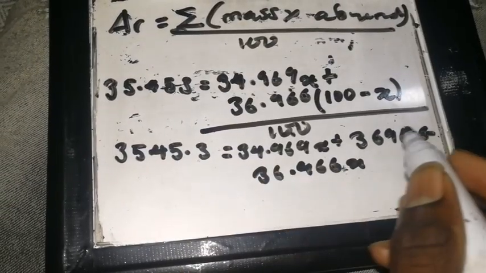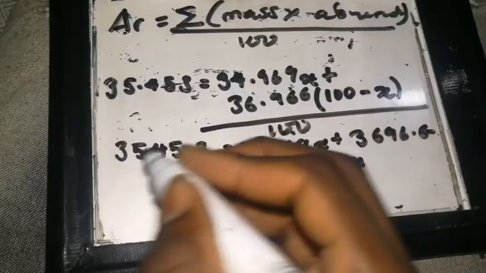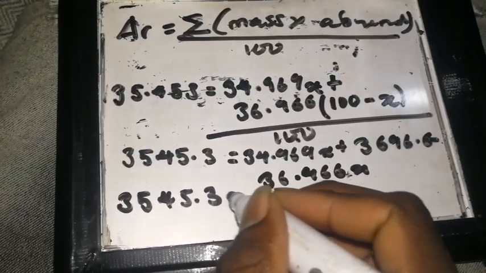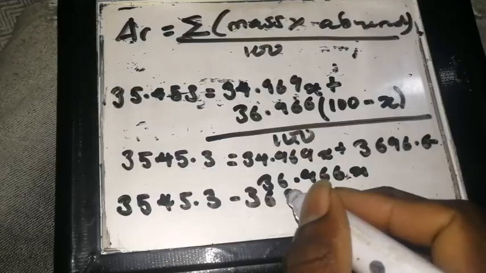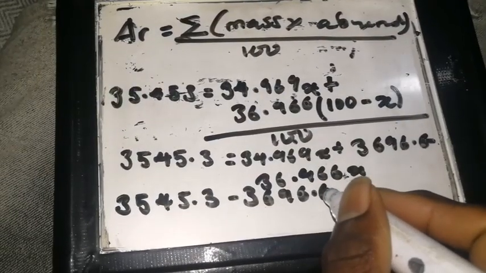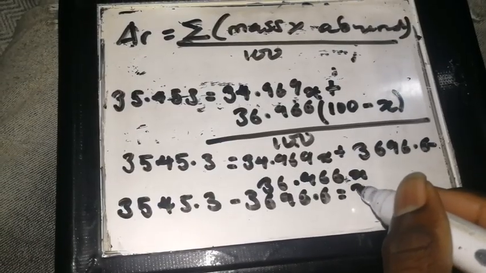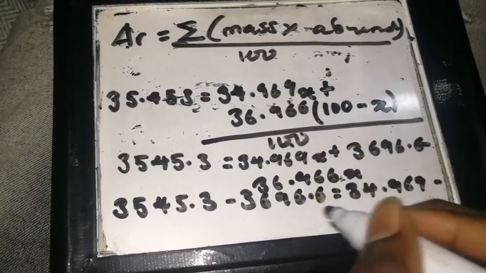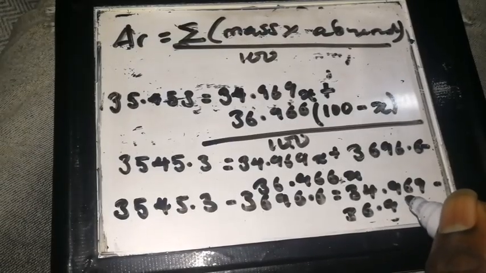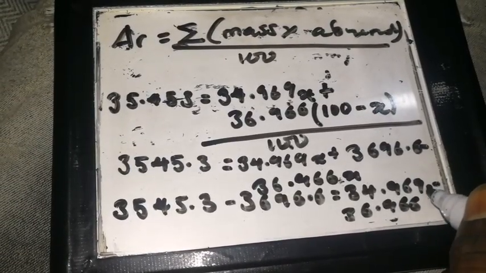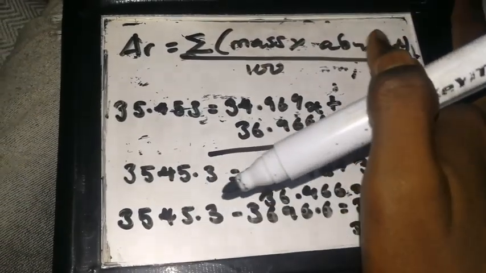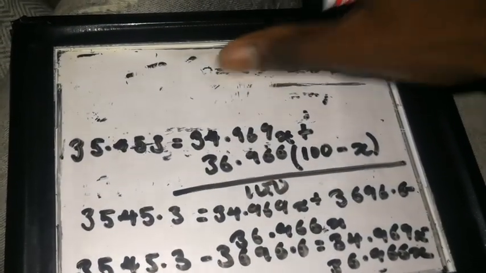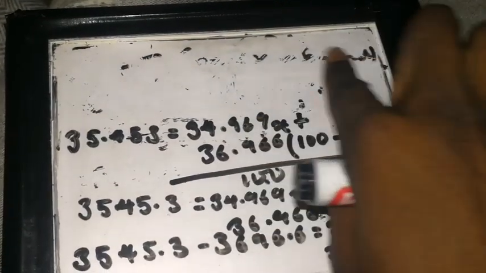So this value right here will cross the equal sign, and we're going to get 3,545.3 minus 3,696.6 is equal to 34.969 minus 36.966. Let's not forget these have x's. So now I'm just going to erase this top part, and now let's continue and finish up our calculation.